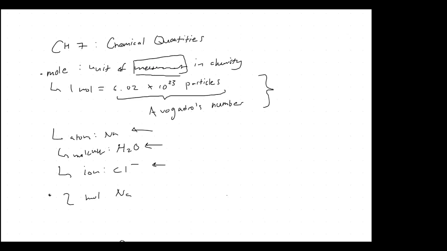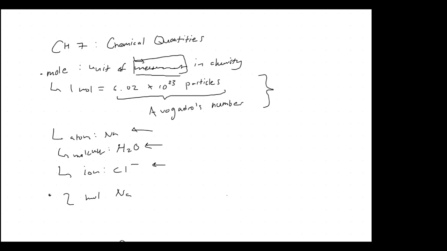We first need to talk about what a mole is. A mole is a unit of measurement in chemistry. 1 mole refers to 6.02 times 10 to the 23 particles. And you need to know that that specific number is also known as Avogadro's number.